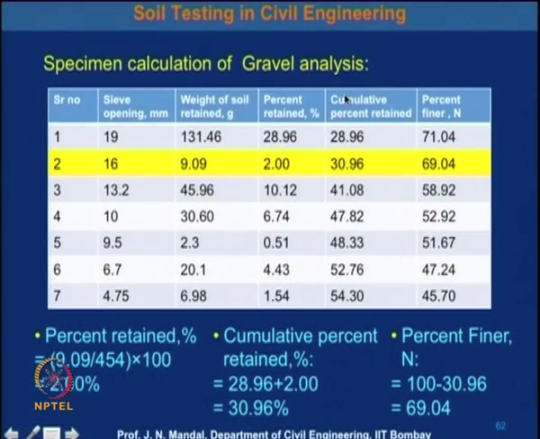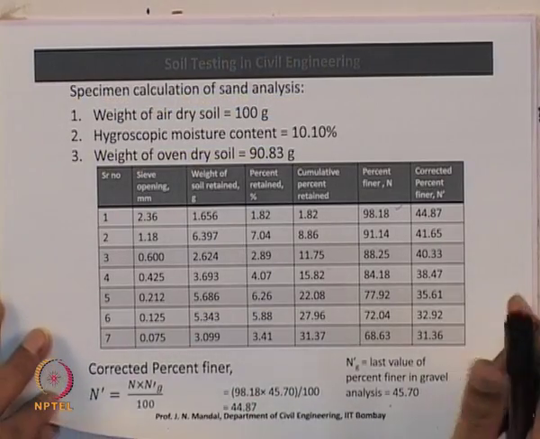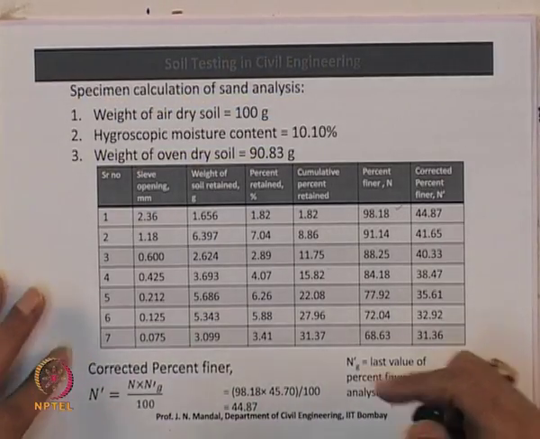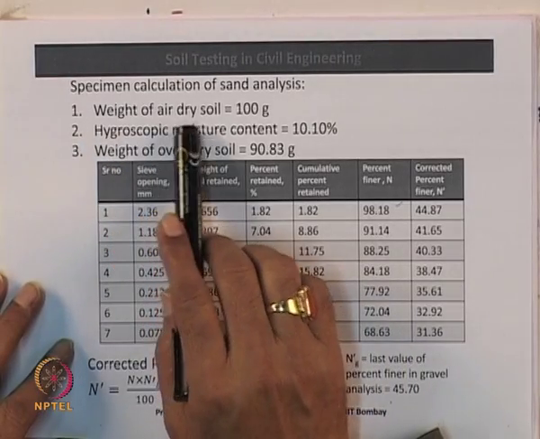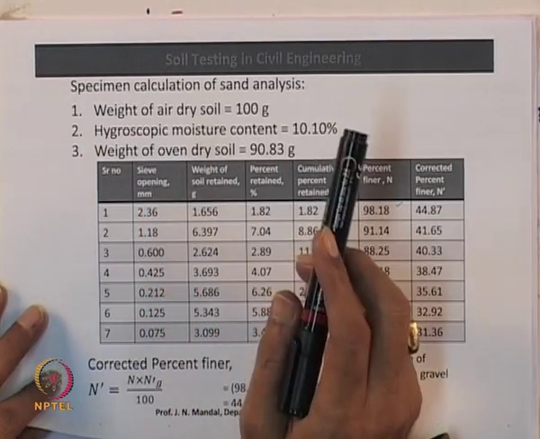Now, this is the specimen calculation for the gravel analysis. So, for this specimen calculation, I am showing here that initially we are taking the weight of the air dry soil.